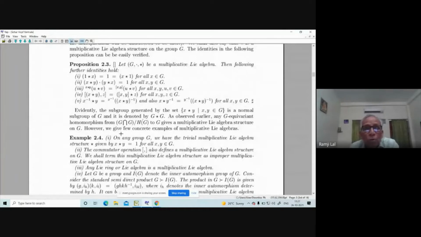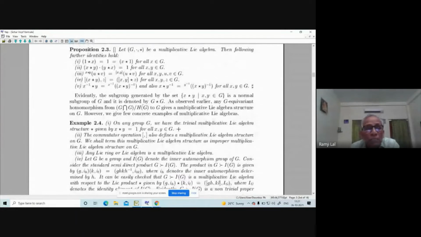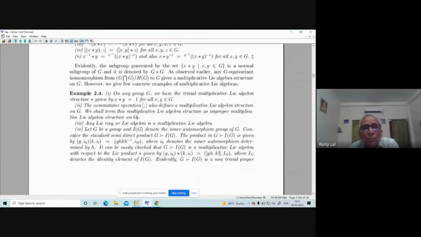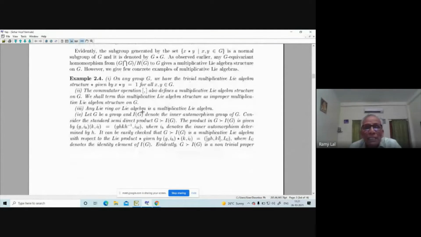However, we have a few concrete examples of multiplicative Lie algebra. The trivial multiplicative Lie algebra is there. You just take star to be the trivial one, X star Y to be 1. Every group G with the commutator operation is already a multiplicative Lie algebra. Every Lie ring and Lie algebra is a multiplicative Lie algebra, as already observed.